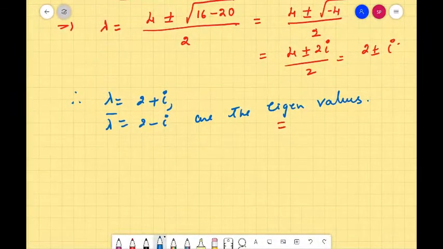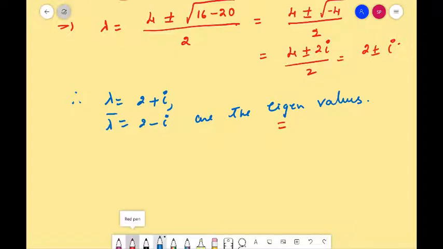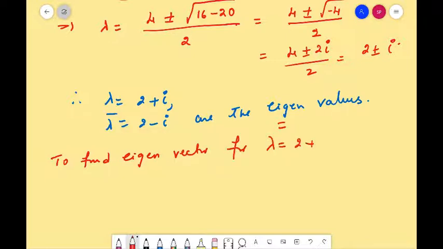And then we have to find the eigenvectors. To find the eigenvector for lambda is equal to 2 plus i.